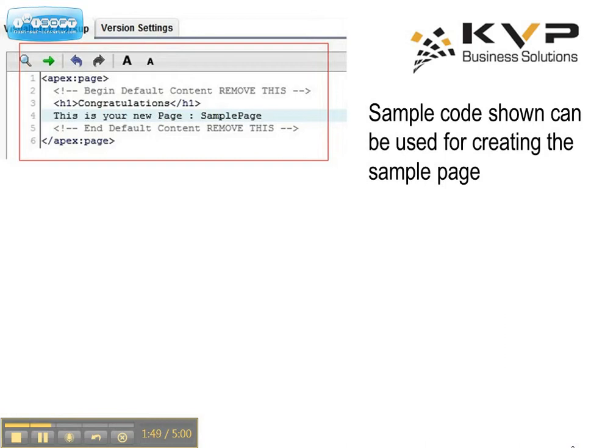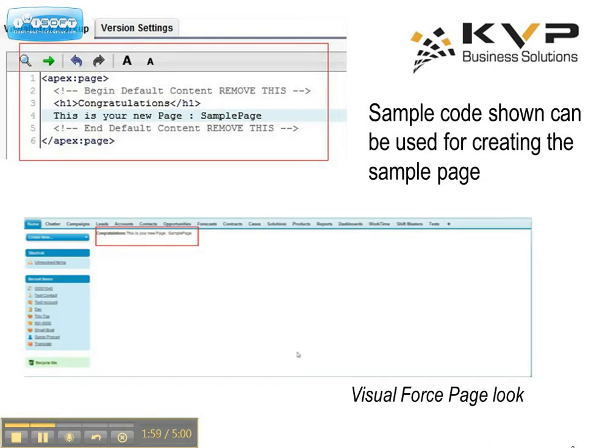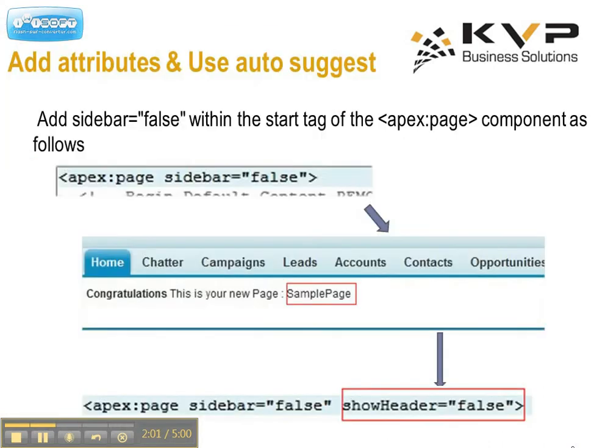Once you have saved the code, let's see how your page looks. Append /apex/samplepage to your Salesforce URL as shown, and the page would look like this. Let's make some changes in our Visualforce page which we created earlier. Let's add an attribute with a boolean value false, which will hide the standard Salesforce sidebar, and once you save the page you notice that the sidebar has been removed.